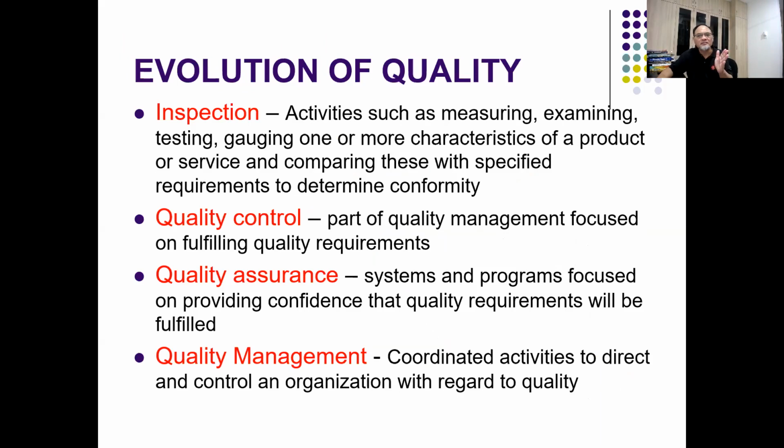So from inspection, it has moved to quality control. It's only part of it, because quality control, like using the 7 tools of quality control, SPC, is only trying to fulfill the quality requirements of the product. Okay, and it has evolved to assurance. Assurance means a system. ISO 9000 is an assurance system, and programs, reliability testing, what you call robust engineering. So those are programs focused on providing confidence to the customers that quality requirements will be fulfilled.